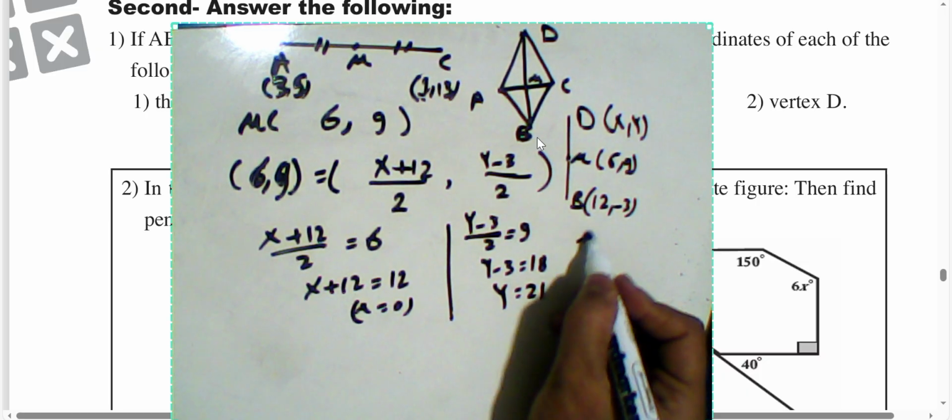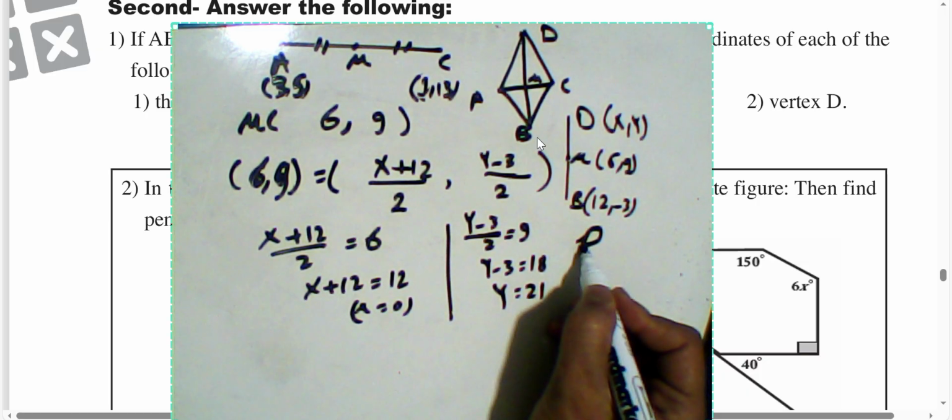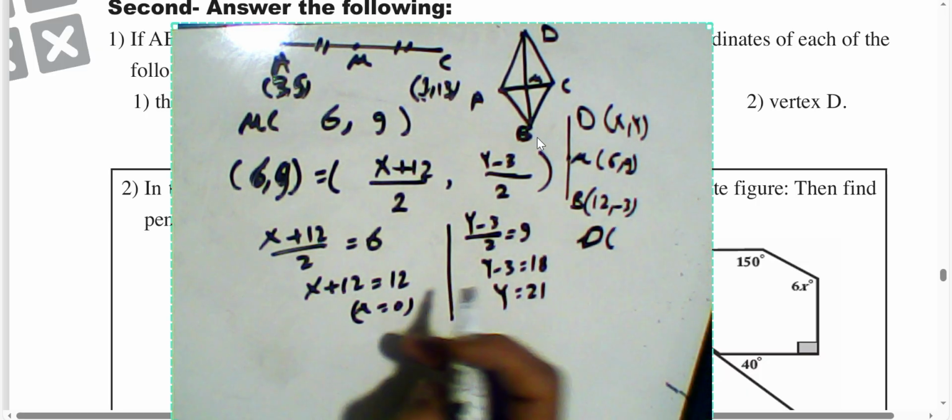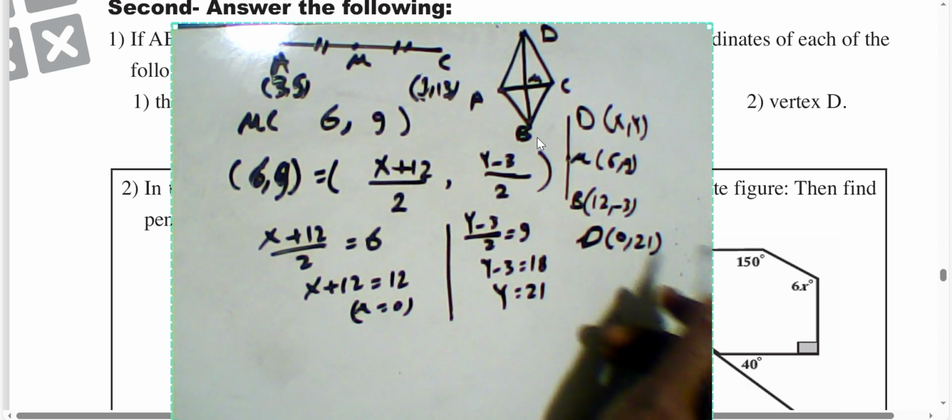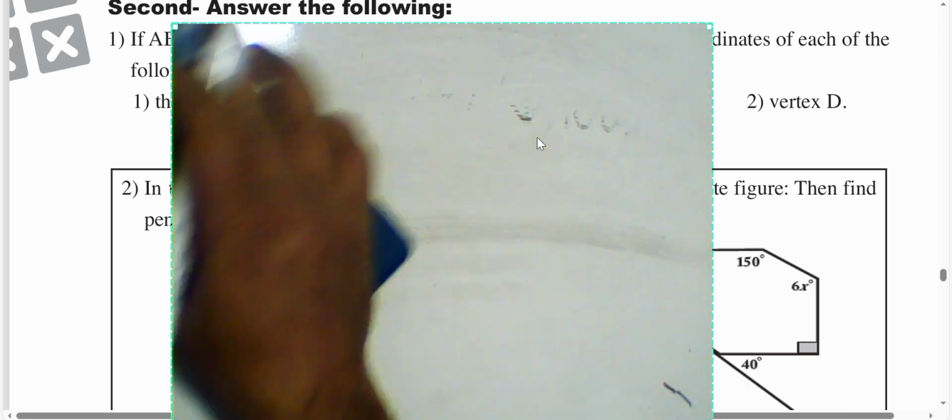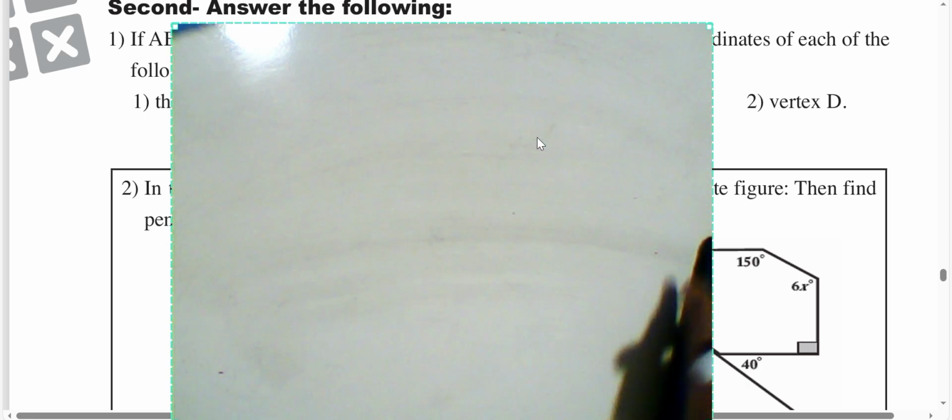Then the point D, the order of point D, it will be what? It will be 0 and 21. Okay, you can complete it also graphically.